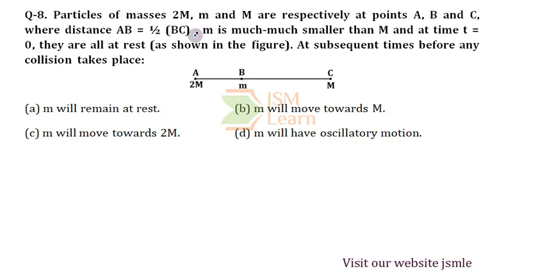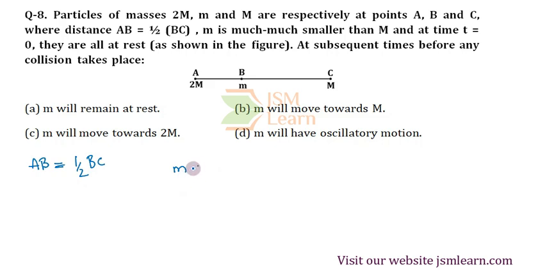They have given particles of masses 2M, m and M respectively, placed at the points A, B, C, and they have also given the relation between the distances, that is AB is equal to half of BC. They have also provided that this small mass m is very much smaller than the mass capital M.